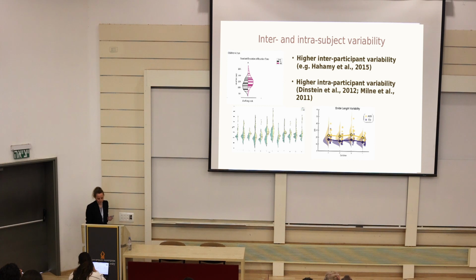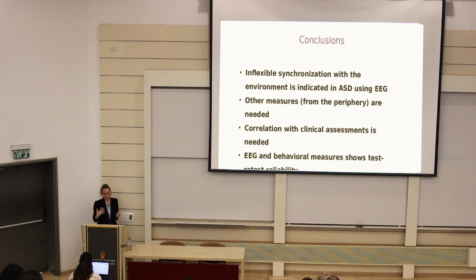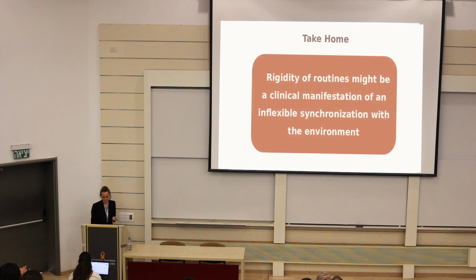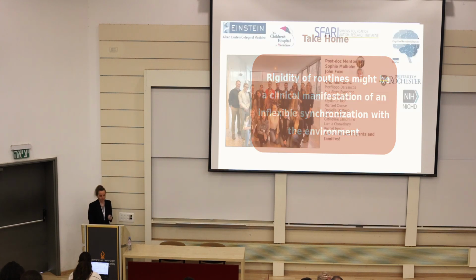Okay, to conclude. Inflexible synchronization with the environment is indicated in ASD using EEG. Test-retest reliability sets the ground for developing biomarkers in the future. And measuring the interaction of the body with objects and with other people is needed in order to establish the brain-body-environment triad in ASD. The take-home message is that rigidity of routines might be a clinical manifestation of an inflexible synchronization with the environment. And with this, I'd like to end.